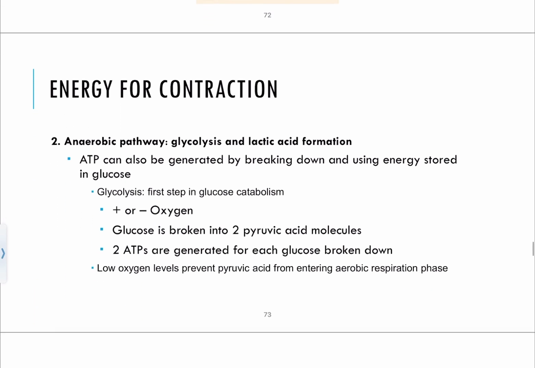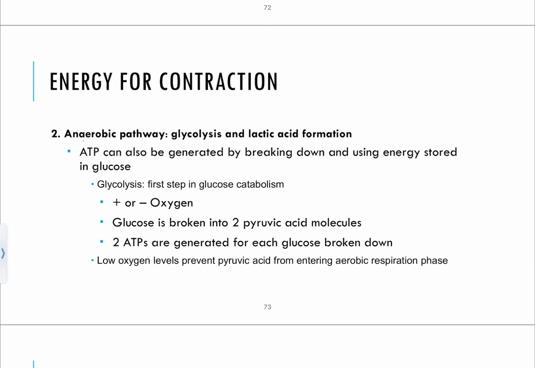So one of the other pathways that we can use to make ATP is what's called an anaerobic pathway. That's going to be glycolysis and lactic acid formation, which is a type of fermentation. Anaerobic just means it doesn't require oxygen, so no oxygen. However, it's not harmed by the presence of oxygen. So it doesn't only occur in the absence of oxygen, it occurs in both the absence and the presence of oxygen.